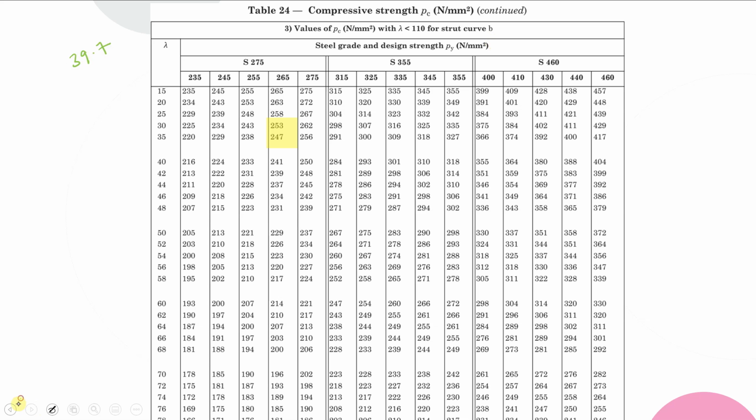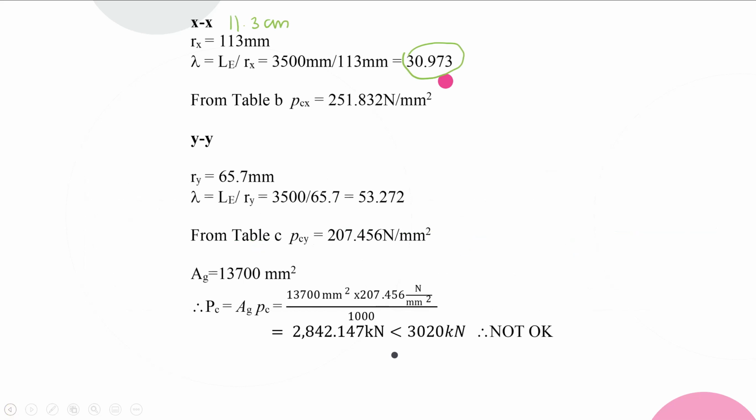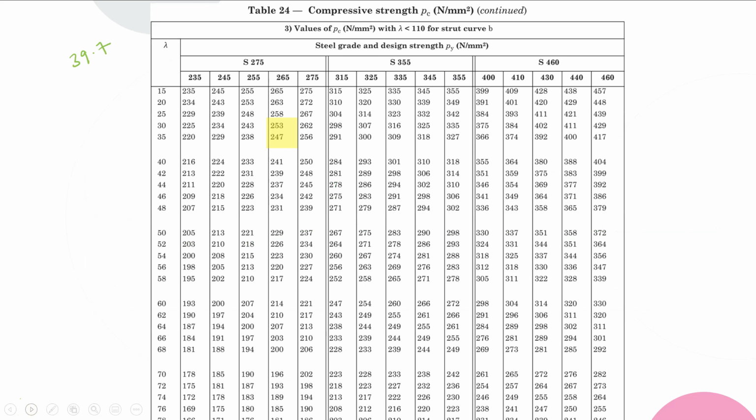Okay, 30.973. So that is the value of our slenderness ratio. Okay, so we know that this is curve B for XX. 30.973. So you see here there is no 30.973. There is 30 and 35. So we don't know which one.